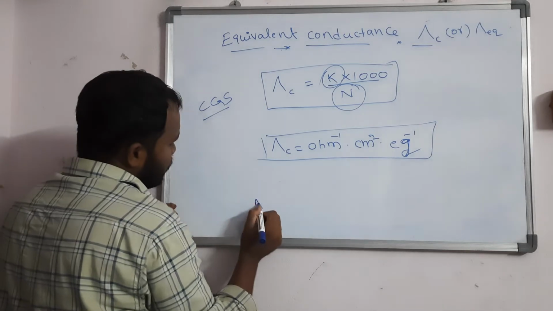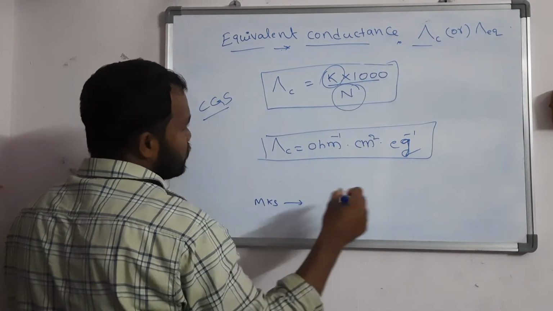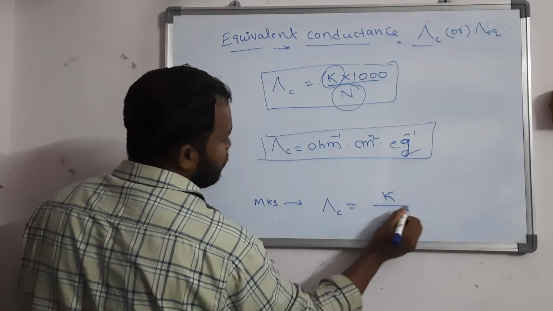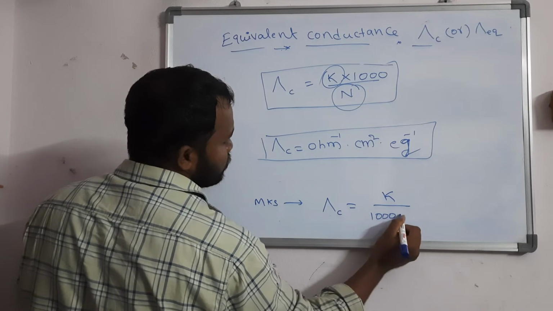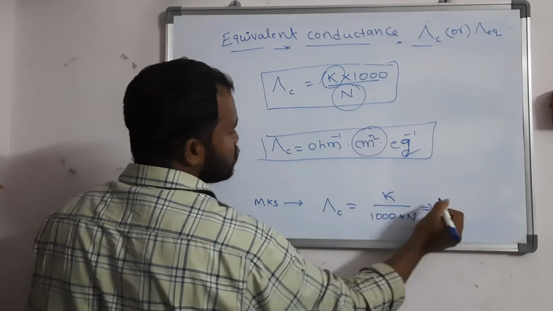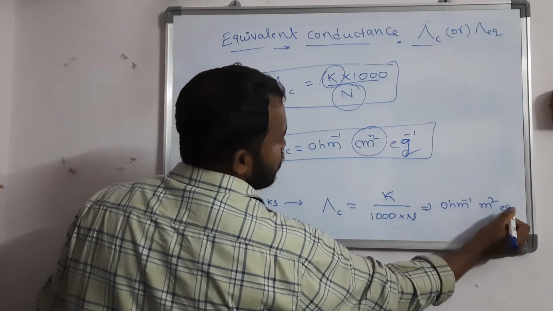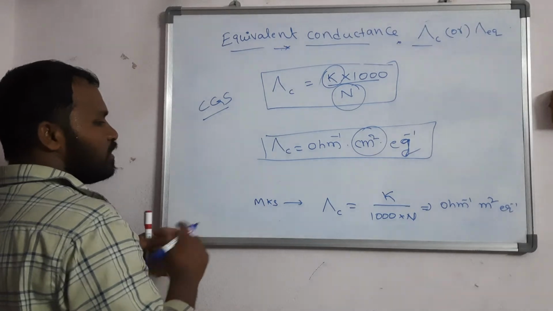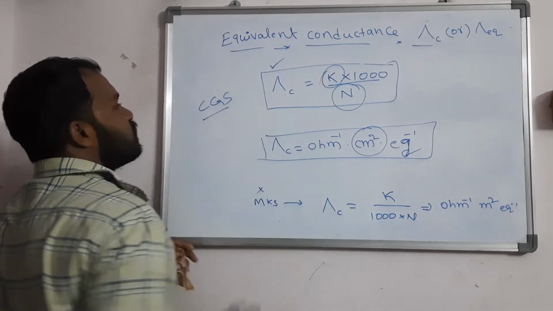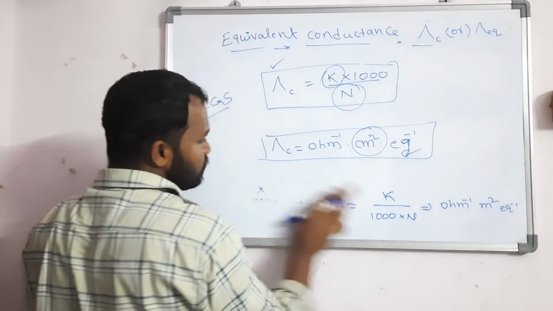If I want to write MKS units, the same applies, but the 1000 comes in the denominator. That derivation is not required for you. Lambda C is equal to K by 1000 into N, with units in meters: in place of centimeters, you write ohm inverse, meter square and equivalent inverse. This is a general thing, but we are not using this equation most of the time. The important equation is lambda C is equal to K into 1000 by N.